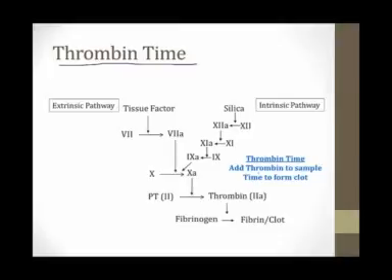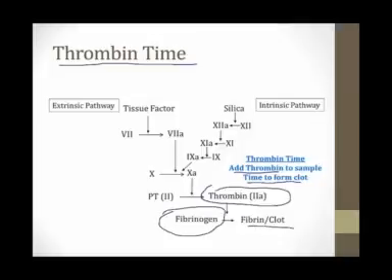The thrombin time involves adding thrombin to a blood sample and measuring the time to form the clot. So this basically tests the very end of the coagulation cascade. The only way this test will be abnormal is if there's an inhibitor of thrombin present or if there's not enough fibrinogen around to form fibrin in a clot.